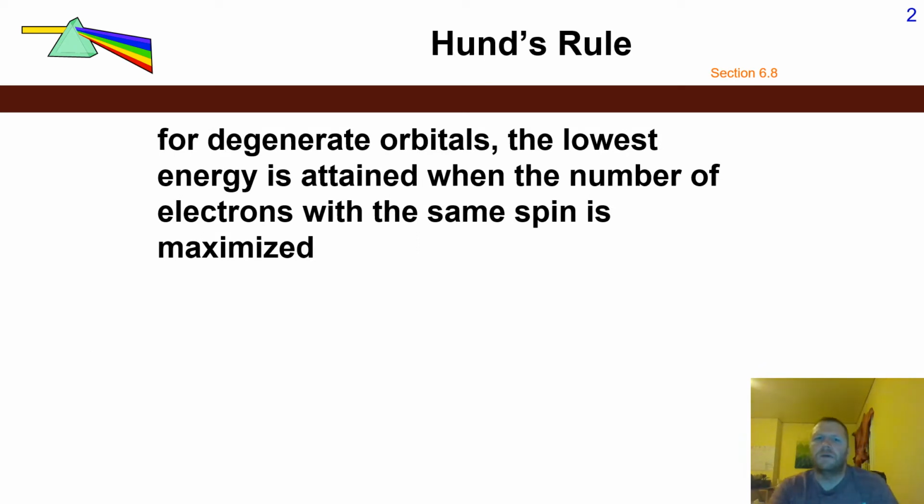The next rule that we have to follow is what is known as Hund's rule. The Pauli exclusion principle and Hund's rule are always grouped together, and so people have a tendency to get them mixed up. Now, they describe different things, and they're taking different approaches to explain different principles. So the Pauli exclusion principle says every electron has its own set of quantum numbers, whereas Hund's rule relates to energy. Hund's rule says for degenerate orbitals, the lowest energy is attained when the number of electrons with the same spin is maximized.